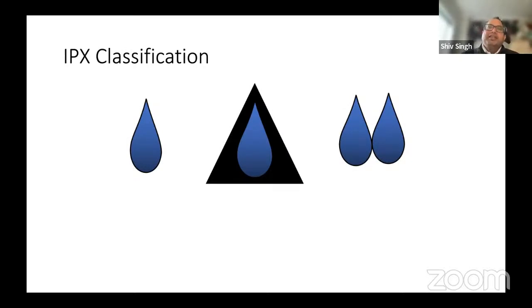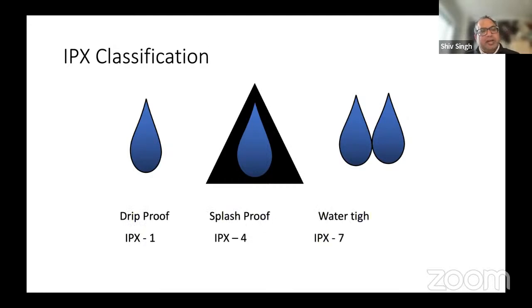The last classification is the IPX classification. IPX stands for I is for ingress of water, PX for protection. And these are the common symbols you will likely see in relation to this. You see a droplet inside a triangle or two droplets. And we say the single drop is drip proof or IPX1. Splash proof is IPX4 and watertight is IPX7. So the most stringent one is IPX7.